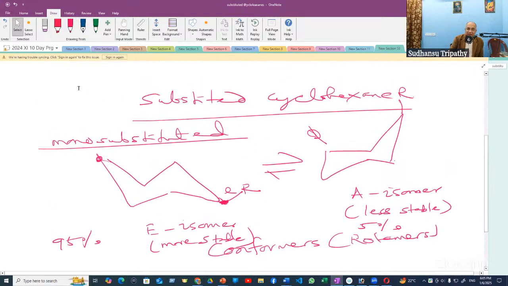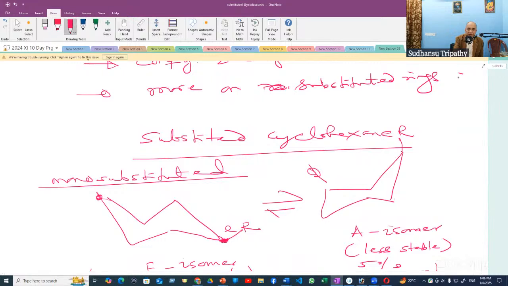Now this axial isomer suffers from Gauche-butane type of interaction. Here this is trans to this, but this is Gauche to this. So the model looks like as if they're 90 degrees, but they're actually Gauche, 60 degrees apart. And also this is Gauche to this bond. I'm sorry, this bond.